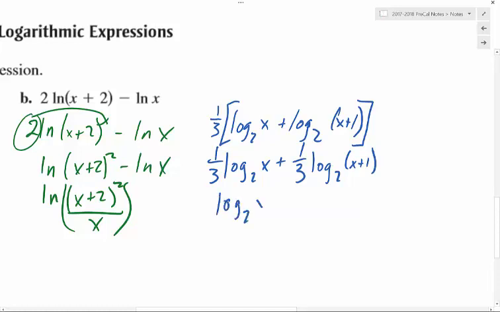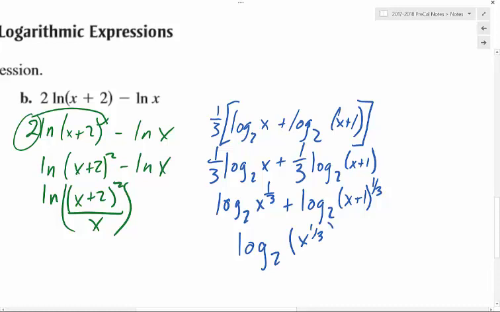So I'll get log base 2 of x to the 1/3 plus log base 2 of x plus 1 to the 1/3. Now I can do a reverse product: log base 2 of x to the 1/3 times x plus 1 to the 1/3. And I'm not going to ask you to take x plus 1 and try to, no. Okay, you're good to go.